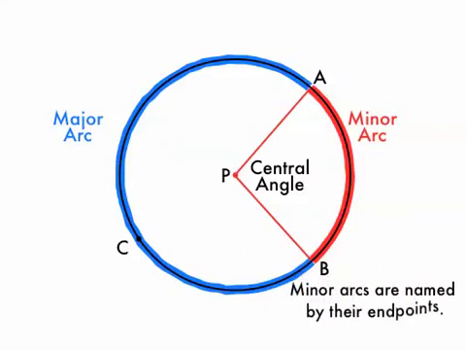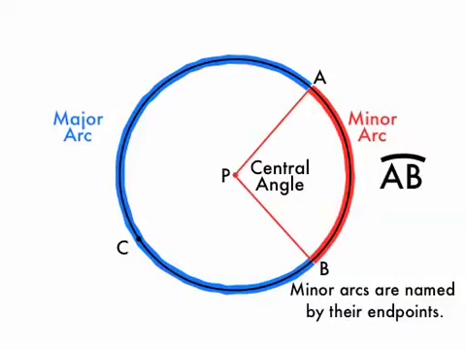Notice, for notation, a minor arc is going to just be named by its endpoints. So the endpoints of this arc are A and B, so we would name it arc AB. Notice the notation now, it's kind of similar to a segment or a line, but now because it's an arc, it's going to be a curved line over the 2 points.